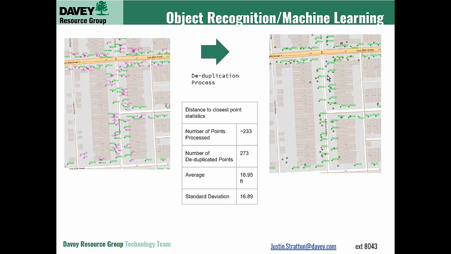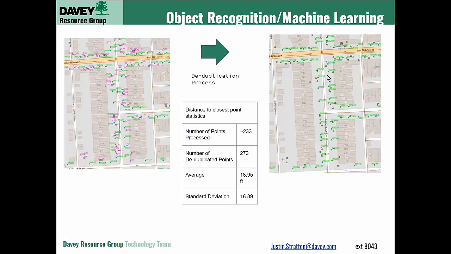This is to be expected because the machine learning algorithm is going to pick up private trees that we wouldn't have gathered in our normal inventory. And then when we look at the average distance of those deduplicated points to their closest tree point, we're at about 19 feet with a standard deviation of 17. So we're pretty excited about this, but we felt that we need to do better.